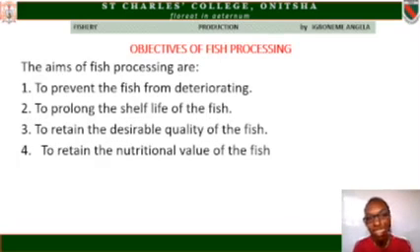Now, let us look at the objectives of fish processing. The aims of fish processing are: 1. To prevent the fish from deteriorating. 2. To prolong the shelf life of the fish. 3. To retain the desirable quality of the fish. 4. To retain the nutritional value of the fish.